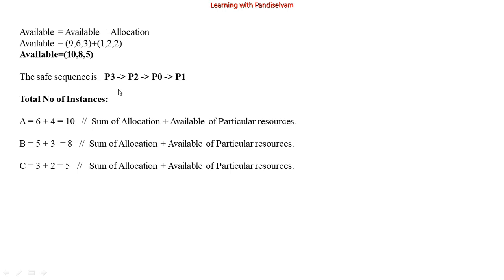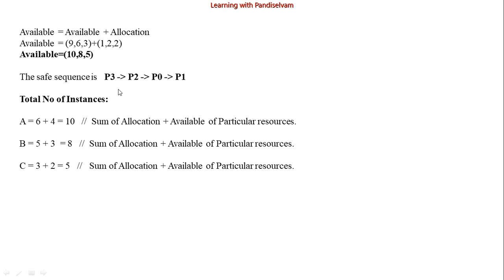Upon the completion of all those processes, we should get available resources as 10, 8, 5. Then only our answer is correct. Otherwise we made some mistakes in solving the problem. So up to this, the deadlock problem is cleared.